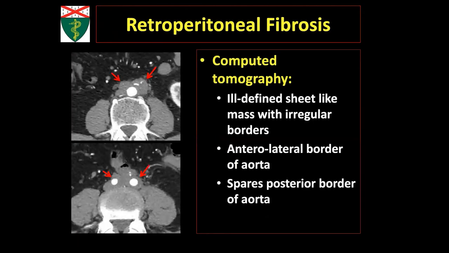So this is what it looks like on imaging, on CT imaging. It's an ill-defined sheet-like mass, the borders of which are irregular. Now, this is not always true, but I like to remember that it typically involves the anterolateral borders of the aorta, and that it likes to spare the posterior border. You can see this sheet-like mass forming, the epicenter of which is around the anterolateral aspects of the aorta going down the iliacs. Posteriorly looks pretty okay over here.